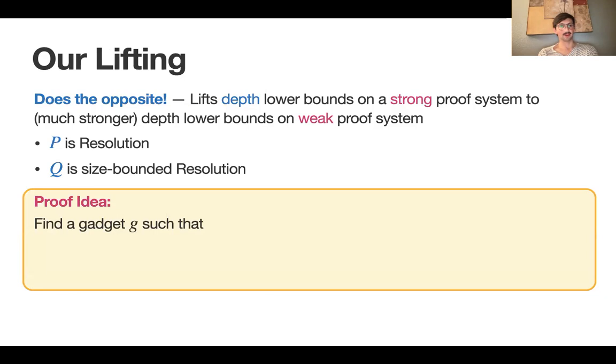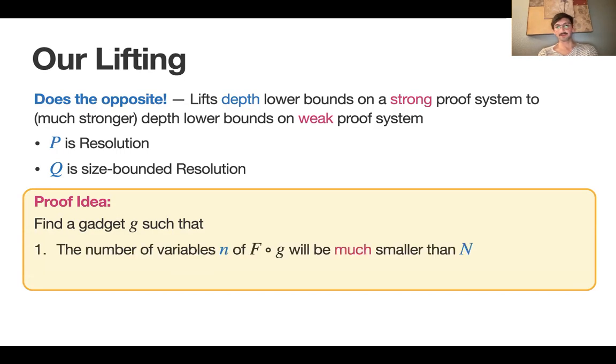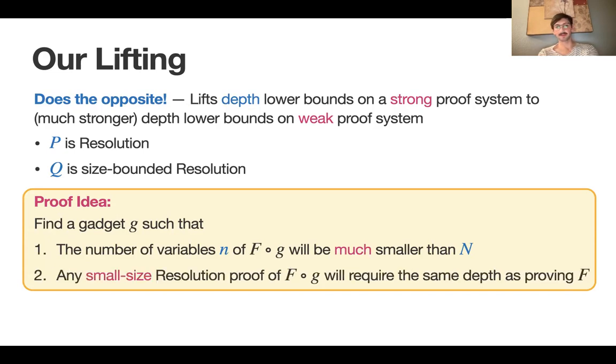Our proof idea is the following. We want to find a gadget G such that the number of variables, little n, of the composed function is much smaller than the number of variables of the uncomposed function, capital N. And then we want to show that any small size resolution proof of the composed function will require basically the same depth as just proving the uncomposed function.